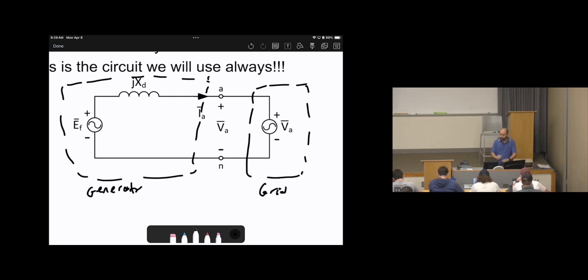Then Va, which is the terminals of the generator. Keep in mind, jXd and Ef are an equivalent circuit. I cannot say this is the terminal, just jXd, this is Ef. I cannot find them each alone. They are just inside the box, and that's what's inside the box, the equivalent circuit of the box. Then again, the terminals A and B. So this is the physical connection here.